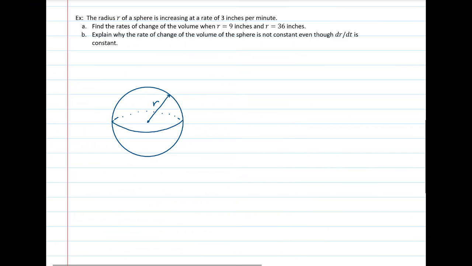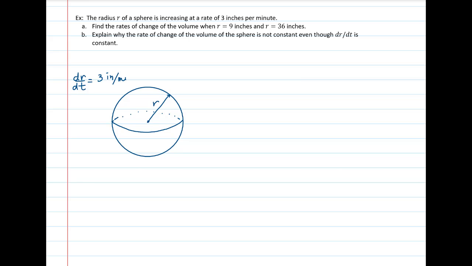Okay, here we have another example. Now instead of area, we're going to be looking at volume. Instead of having a two-dimensional figure, we have a three-dimensional solid here. The radius r of a sphere is increasing at a rate of 3 inches per minute. So if radius is r, then the rate dr/dt is going to be 3 inches per minute. That's how we represent it.